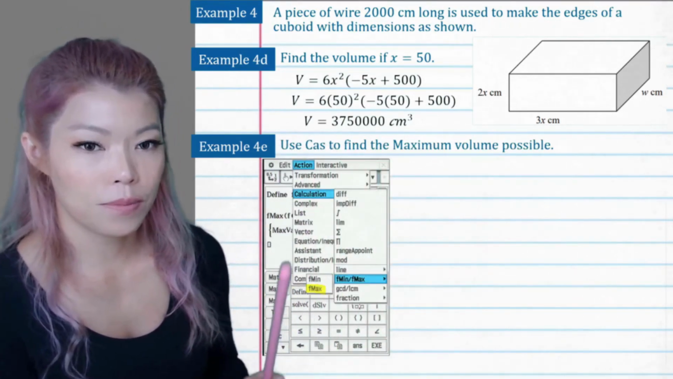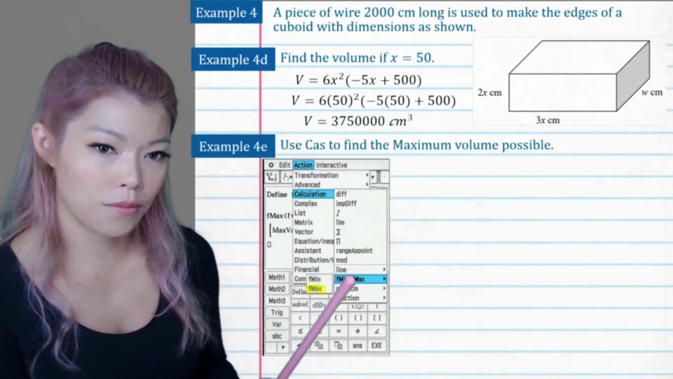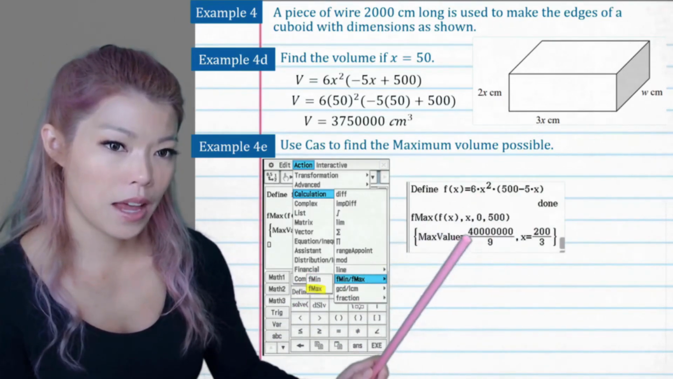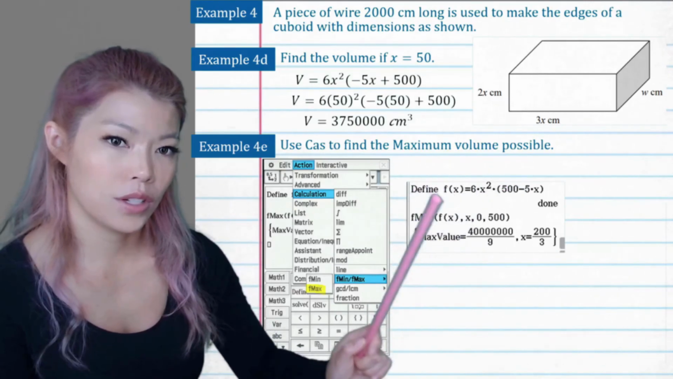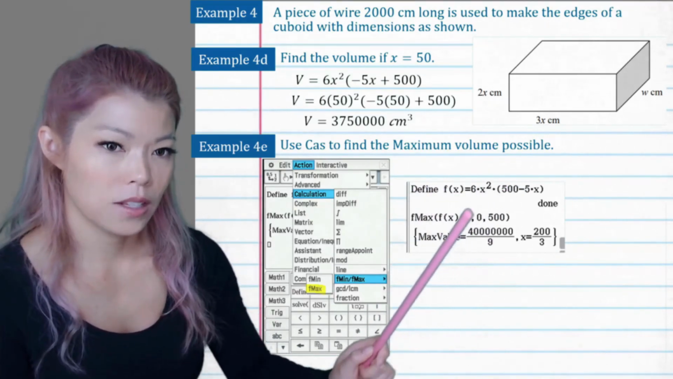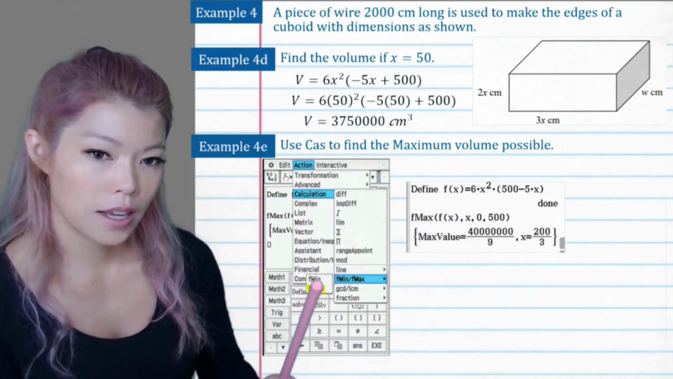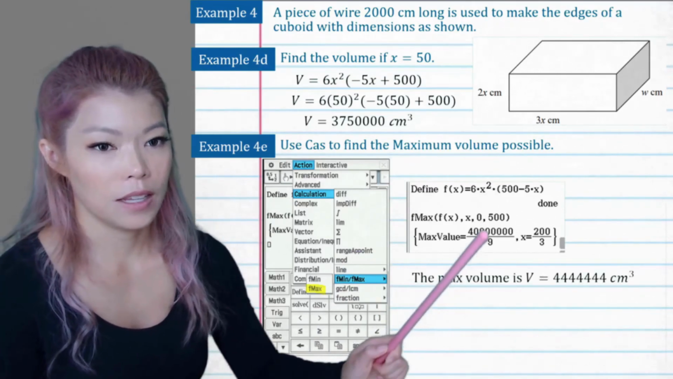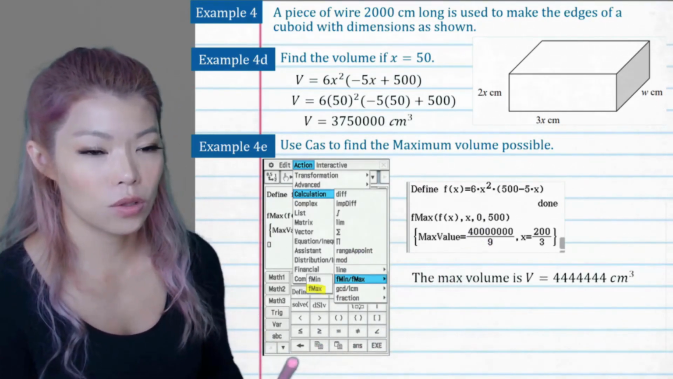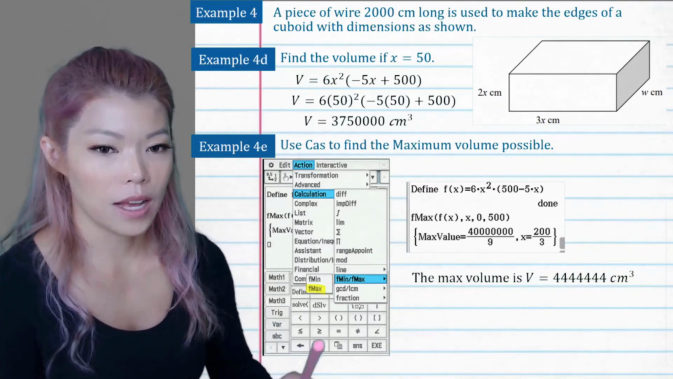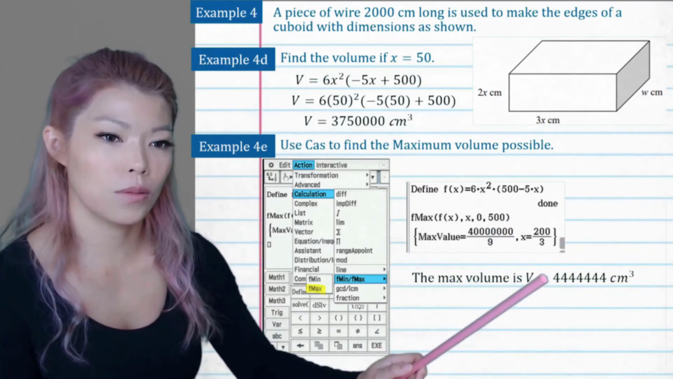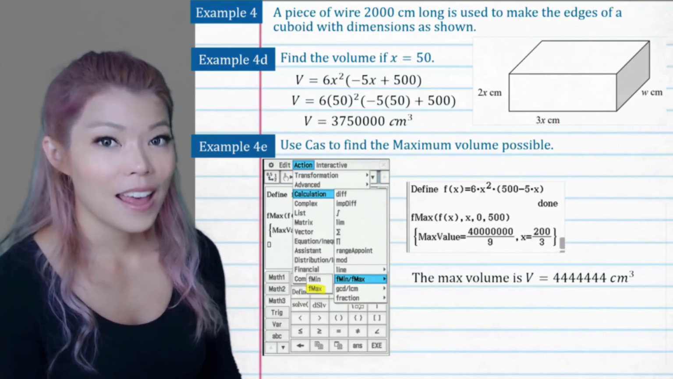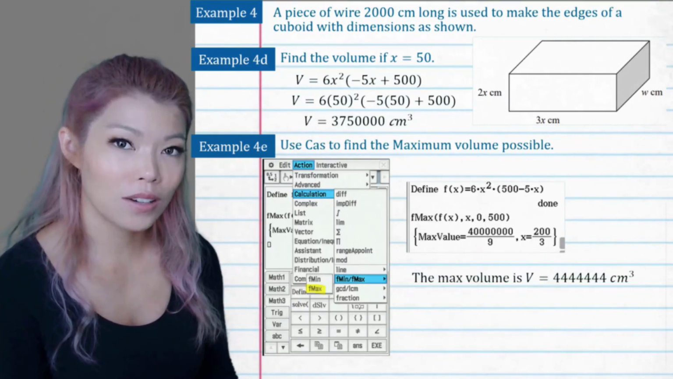For E, what is the actual biggest volume you can have? Use the CAS, and then you go action, calculation, F max. That would give you something like that. But notice that you have to define your equation first, otherwise it doesn't know what it's looking for. So once you define your equation, you can go action and then calculation, F min max, and click on maximum for maximum volume, and then you can change the settings to decimal, and it will give you a decimal, or exact, and it will give you exact. So for decimals, it will be 4,444,444 centimeters cubed.